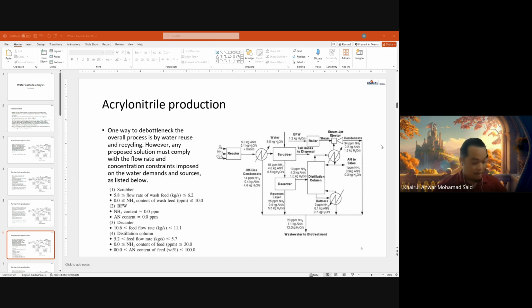So the second call: to maximize water use, we must establish the limiting water data for each demand, the maximum allowable concentration.